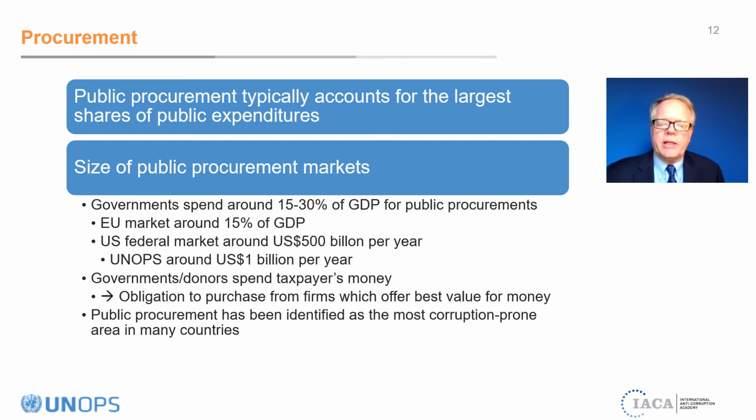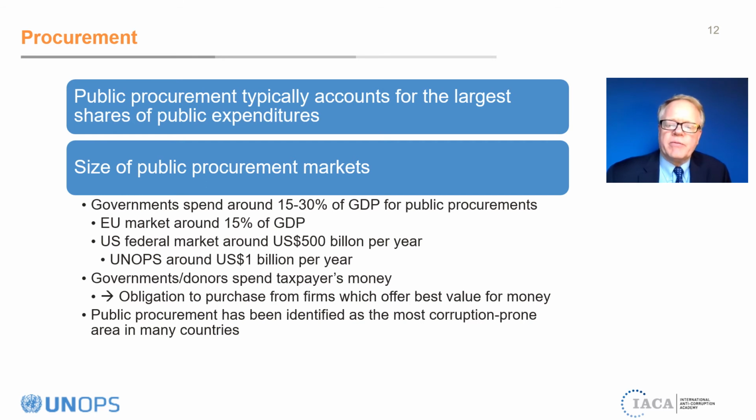Governments and donors, it's important to stress, are spending taxpayers' money, and that implicates issues of legitimacy in the system. So there are processes and protections that have to be built into the system that a private procuring entity, let's say a private company, wouldn't have to have in place, because governments need to preserve the legitimacy of the process because of their taxpayer stakeholders.